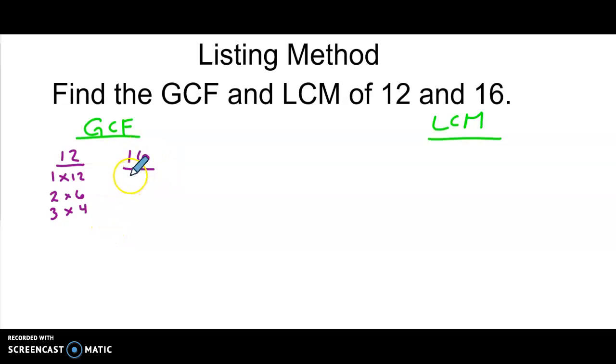Now let's look at 16. We'll start with 1. 1 times 16. 2 is the next one. 2 times what? 8. What about 3? No, 3 doesn't go into 16. What about 4? Yes, 4 times 4.